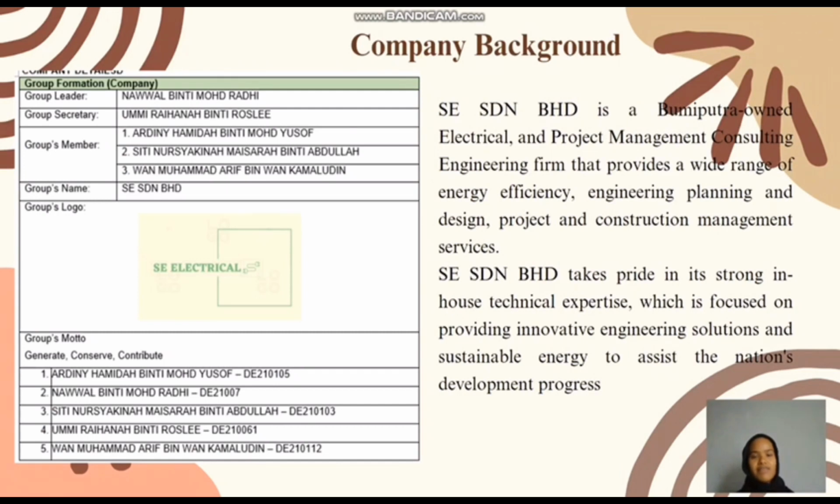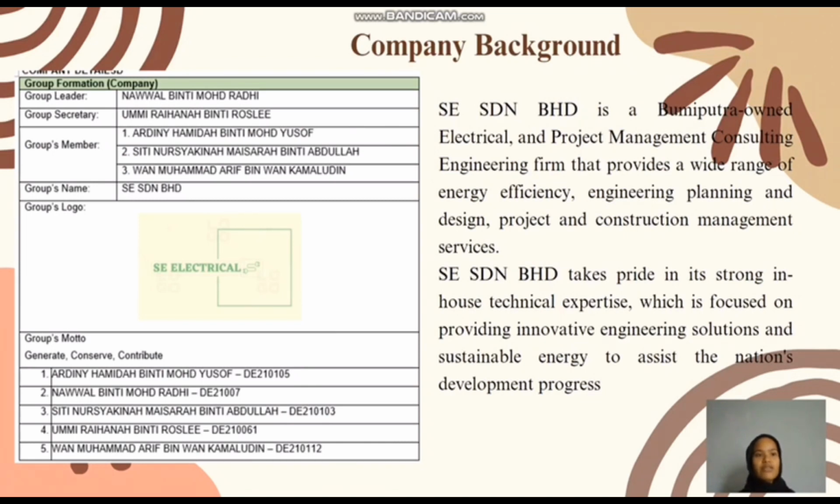So this is our company background, which we name our company as SESDM-BHD, which is a Bumiputra-owned electrical and project management consulting engineering firm that provides a wide range of energy efficiency and engineering planning and design, project and construction management service. And our SESDM-BHD takes pride in its strong in-house technical expertise, which is focused on providing innovative engineering solutions and sustainable energy to assist the nation's development progress.